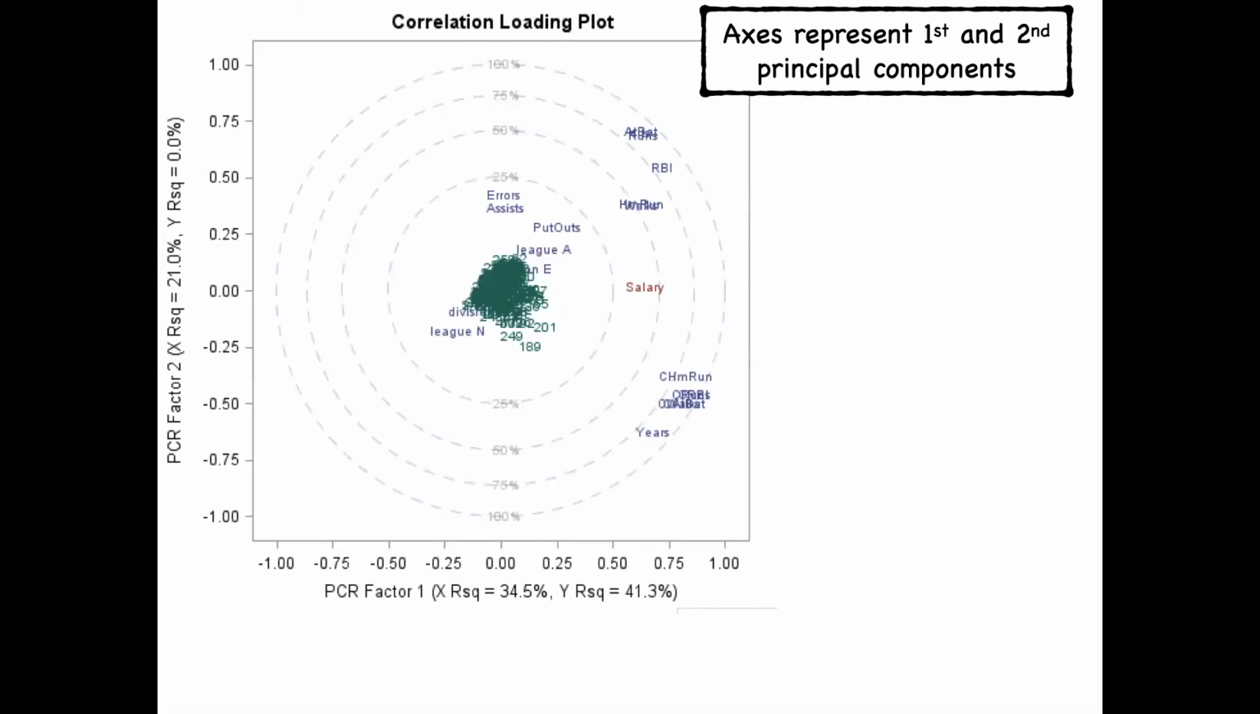The next piece of output is this correlation loading plot. There's a lot of information on this plot, so I'm going to try to take you through it little by little. The axes here represent the first and second principal components. Now you notice these are called the factors. I had some students tell me they were confused about the difference between factors and components.